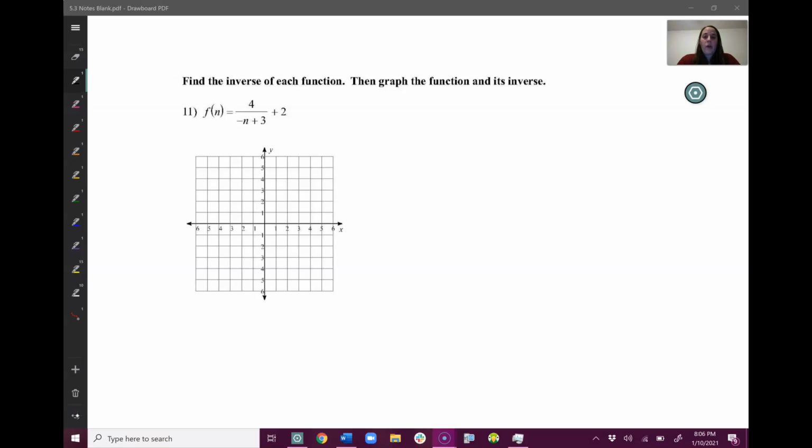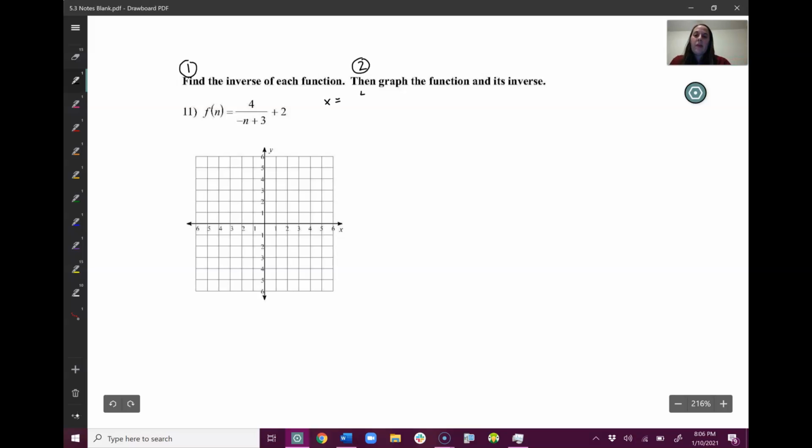Welcome to 5.3 homework, question 11. Now this question asks us to find two things. We need to find the inverse of this equation and then graph the function and its inverse. So let's focus on finding the inverse first.